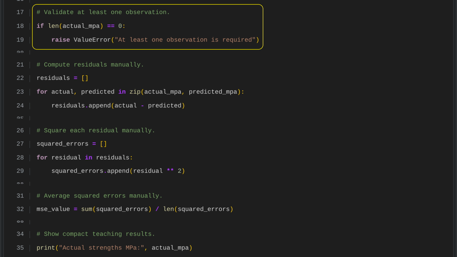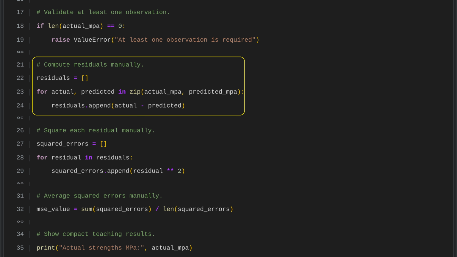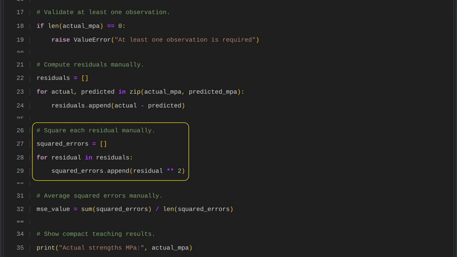First, the analysis checks whether any actual concrete strength observations are available. If none are provided, it raises an error because at least one observation is required before calculating metrics. To measure prediction errors, create a list to store residuals, then compare each actual value with its predicted value. For each pair, subtract the prediction from the actual observation and save the result. These residuals show how far each prediction is from the true value.